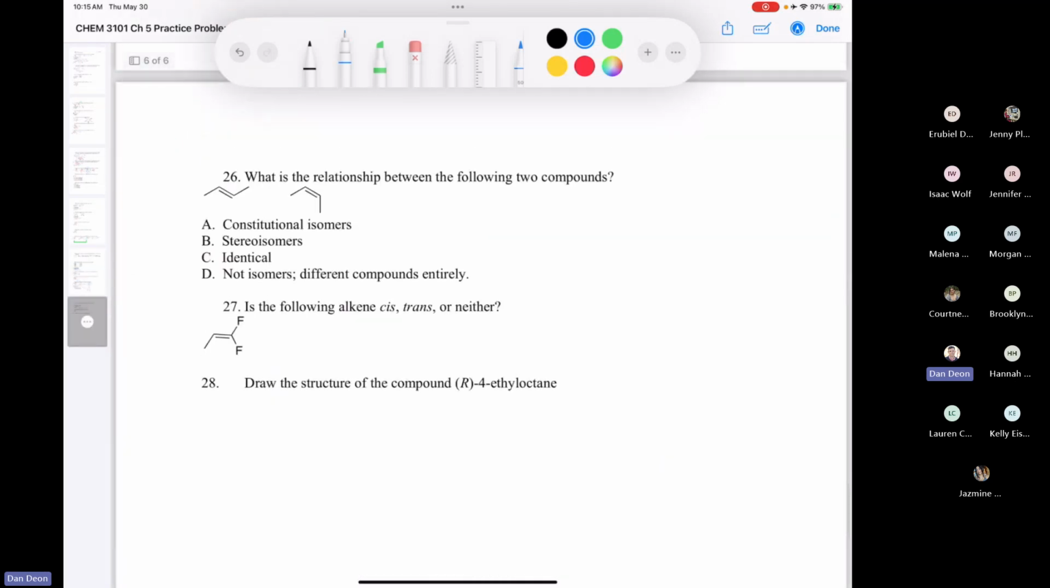Okay, last couple of questions. What is the relationship between the two following compounds? If I take a look at these two compounds, could anybody tell me the relationship between these? Are they constitutional isomers, stereoisomers, identical, or not isomers? They're not identical in 26, right? They're not constitutional isomers.